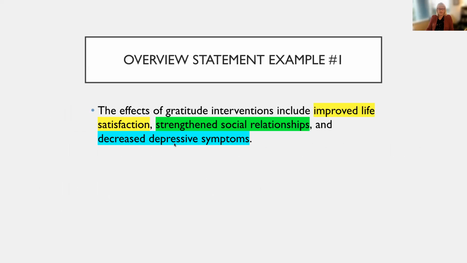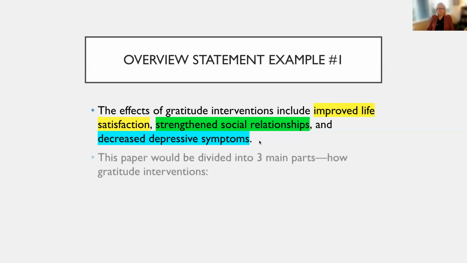So here's an example of an overview statement. The effects of gratitude interventions. So here is my topic, and then include, and here's my blueprint: improve life satisfaction, strengthen social relationships, and decrease depressive symptoms. So these 3 highlights correspond with the previous color-coded information I showed you earlier.